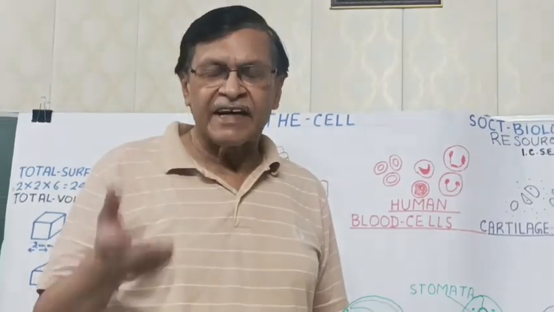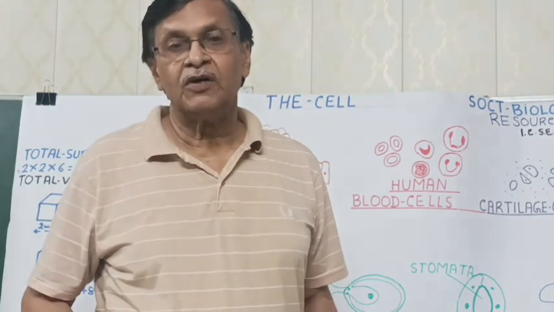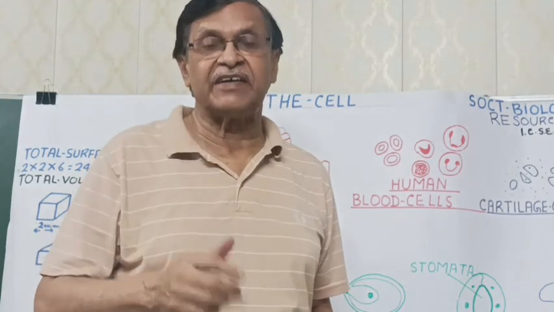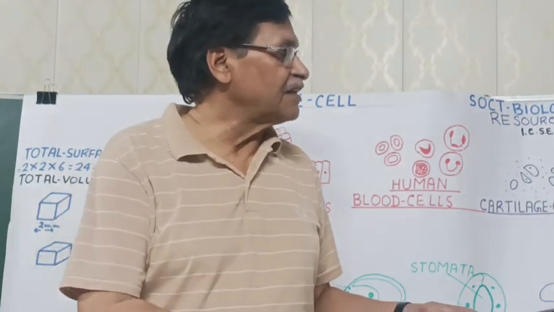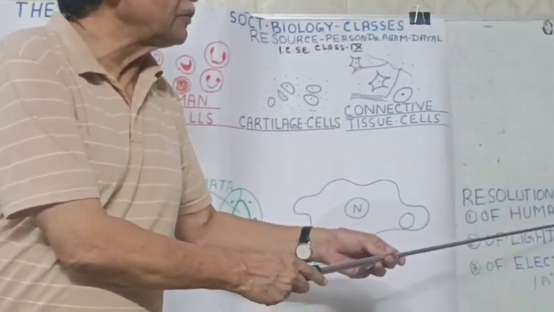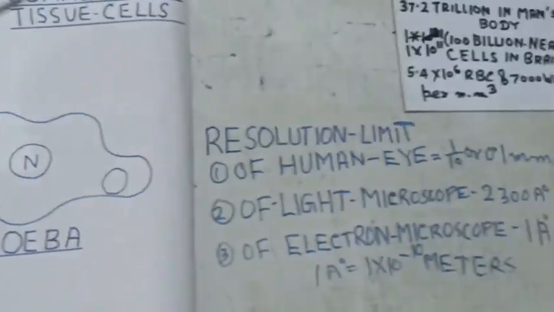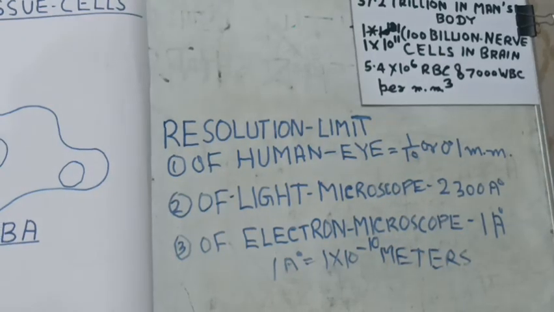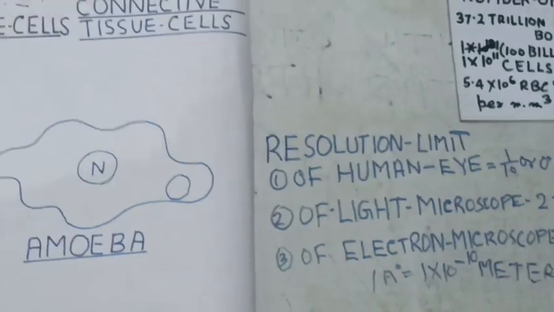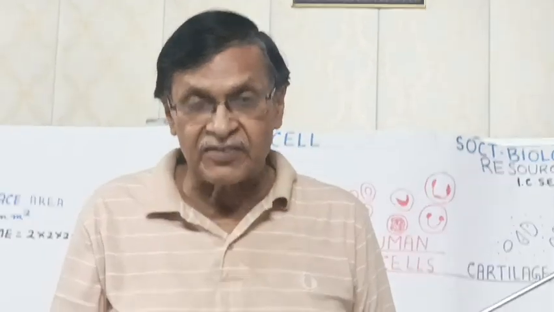Actually, all scientific observations depend upon certain tools. Every optical system has a limit, which is called the resolution limit. The resolution limit of the human eye is 1/10 or 0.1 millimeter. It means that if anything is larger than 0.1 millimeter, then only our eye can see it. And if it is smaller than 0.1 millimeter, our eyes cannot see it.